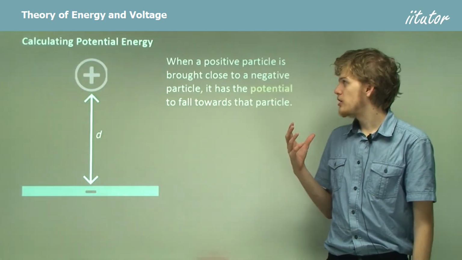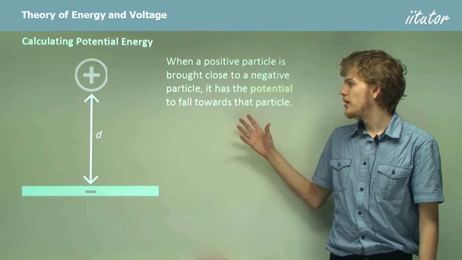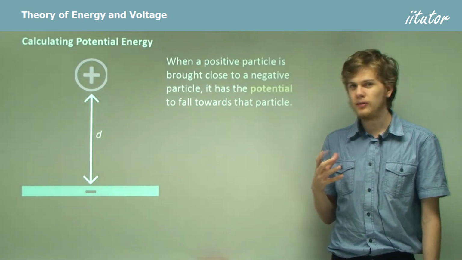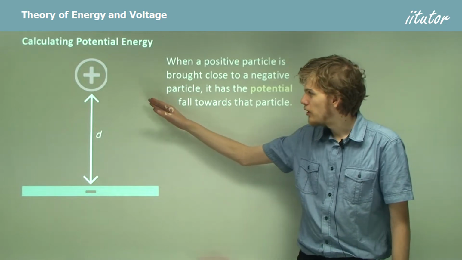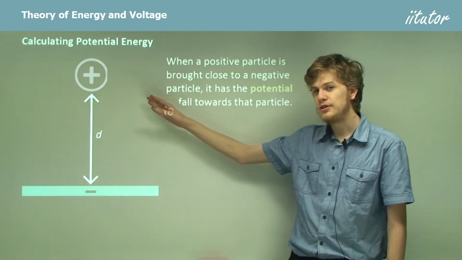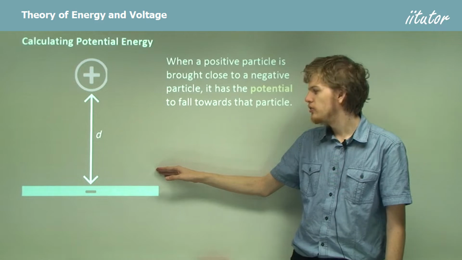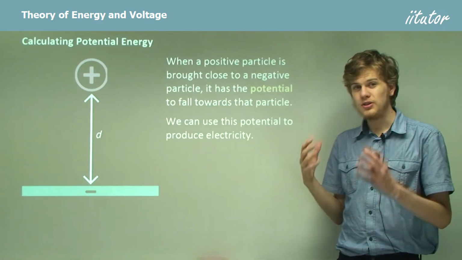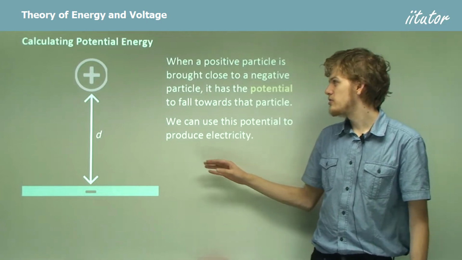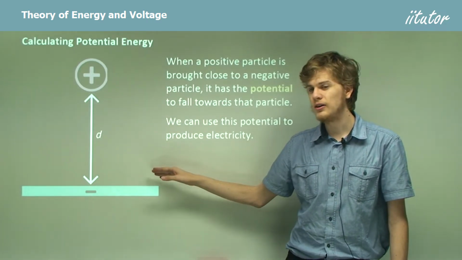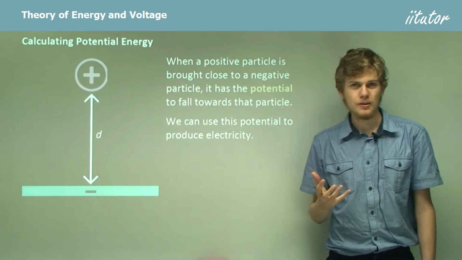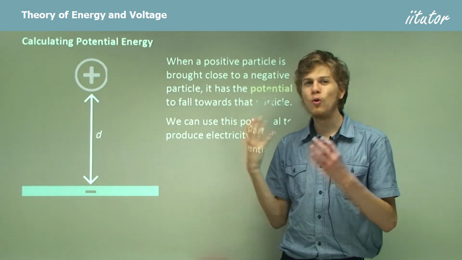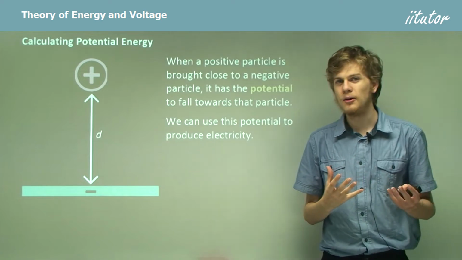So when a positively charged particle has been brought close to a negative particle, it has the potential to fall towards that particle. So if I were to let go of this positive charge here, it would be attracted to the negative plate. So we can use this potential, that is the tendency of this charge to fall toward the other charge, to produce electricity. All we need to do is make the charged particles want to fall in a particular direction, as it were.